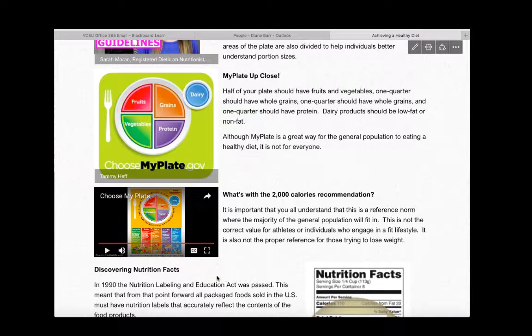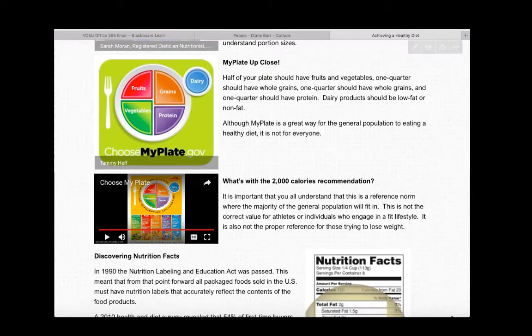Hopefully you now have a better idea of how this guide works. It's a very simplified guide, just using a plate as our reference. We want to look a little bit at the 2,000 calorie recommendation. You will see this 2,000 calories limit plastered all over labels and eating guides.